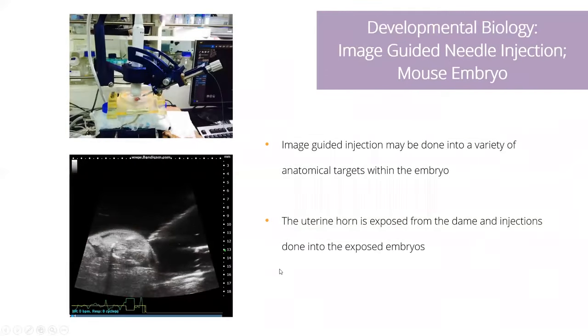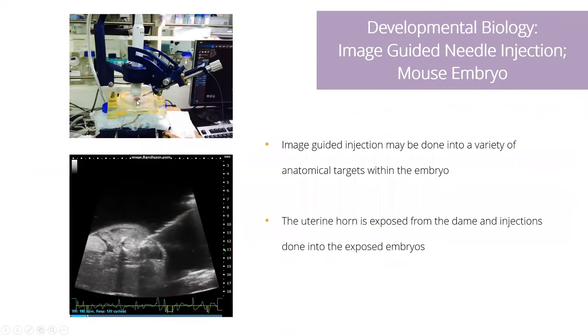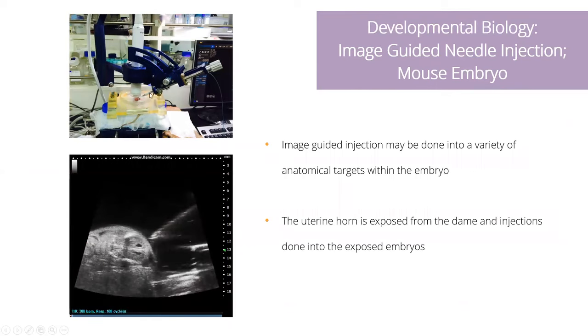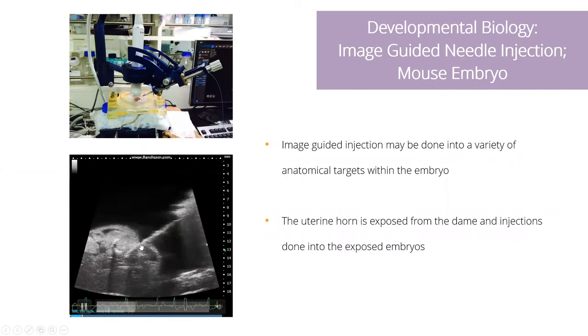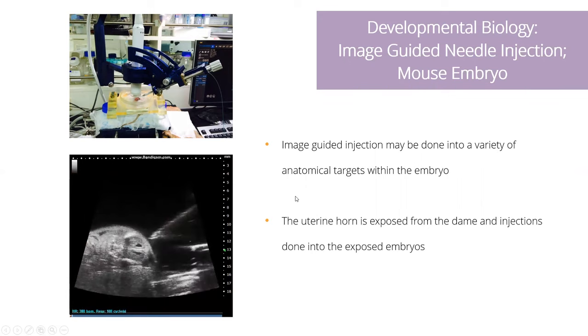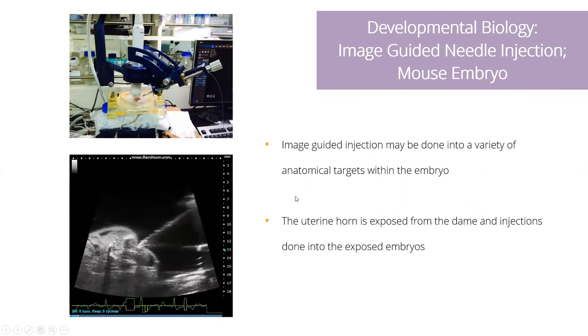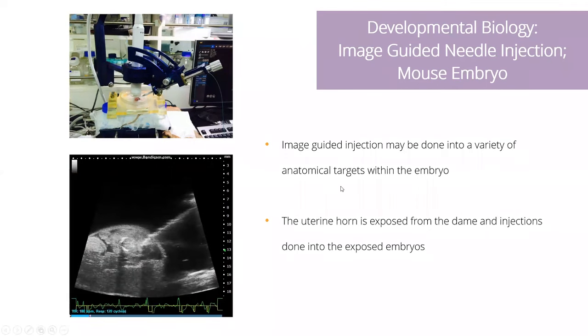Image-guided injections. So here, this is a survival surgery. An abdominal incision is made, and each of the embryos is actually popped up through this petri dish, and a pulled glass capillary needle can be used to do the injections into the embryos. So here we're seeing an injection into the ventricle of the brain of a target of interest, for example. Once completed, the uterine horn is then put back into the dame. She's sewed up and the embryos are allowed to continue to develop and be delivered naturally.